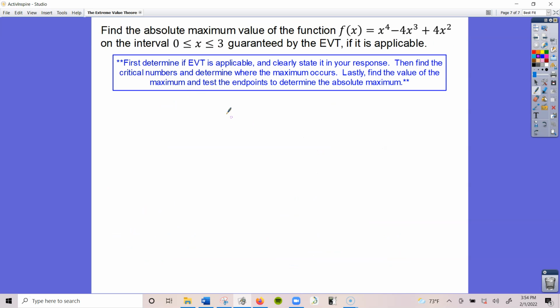Find the absolute maximum value of the function f(x) = x^4 - 4x^3 + 4x^2 on the interval [0, 3], guaranteed by the EVT if it is applicable. So I'm only looking for the maximum. I don't need the coordinate of the minimum.